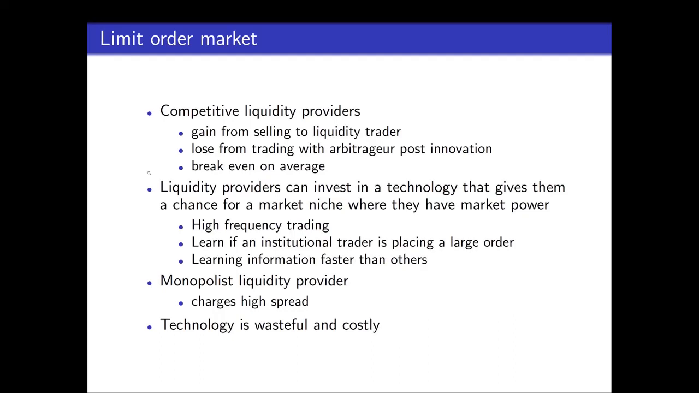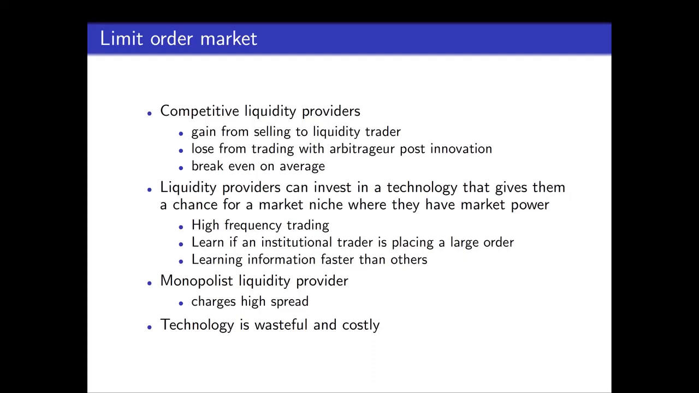Usually in a standard type of Kyle model, we have competitive liquidity providers who gain from trading with the liquidity trader and lose from trading with the arbitrageur, and so they set the price just to break even on average. But in our model, we extend this setup a little bit, where competitive liquidity providers can invest in technology that gives them some kind of edge, where they have some market power. We can think about this as high frequency trading, or as learning fast: if an institutional trader arrives and wants to trade a large quantity, I can cancel my order quicker than other liquidity providers and I'm out. So some kind of competitive edge.